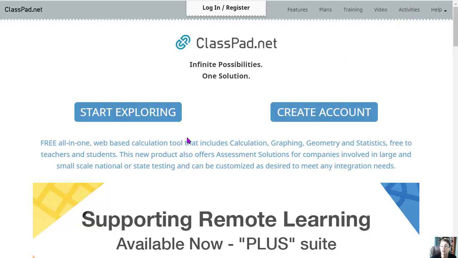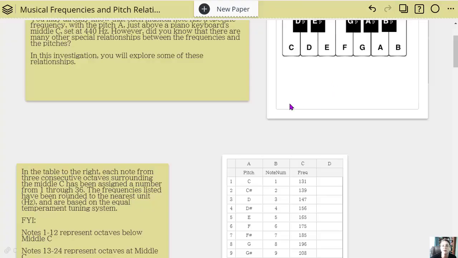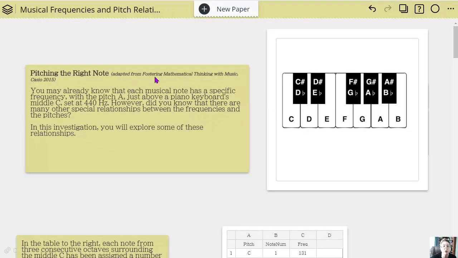I'm going into an activity which is shared in the description below, but this one is about musical frequencies. It's an activity that's been adapted from our Fostering Mathematical Thinking with Music, and it's about looking at the pitch of the chords as you go up and down a keyboard, but also similar to other musical instruments. So it's about the 12 notes on a piano: the 7 white keys, and then the 5 black keys. Even though there's 2 notes here, they're really the same note. It just depends whether you're going left or right.